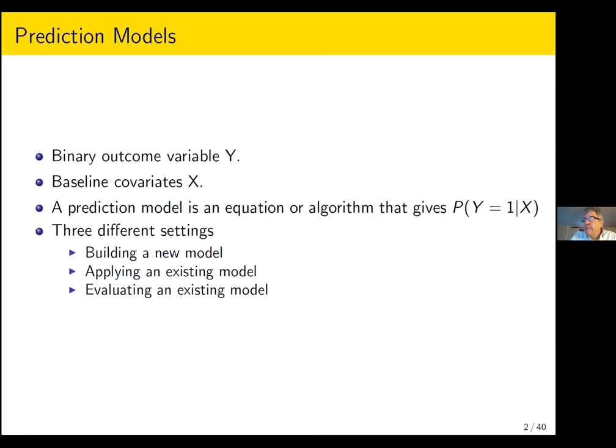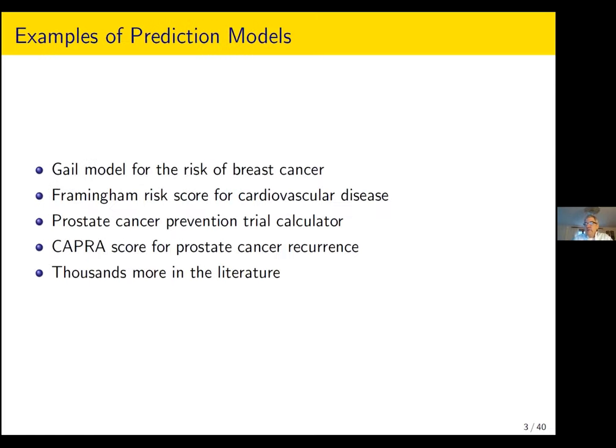So there are thousands of examples of these sorts of models in the literature. From a US perspective, for breast cancer there's the Gail model for predicting the risk of breast cancer diagnosis in the next 10 years. There are lots of models for cardiovascular disease, and lots in prostate cancer. This CAPRA score I'll come back to a little bit more, and we have an example using it. It's a very popular model in prostate cancer. And there are thousands and thousands of these.